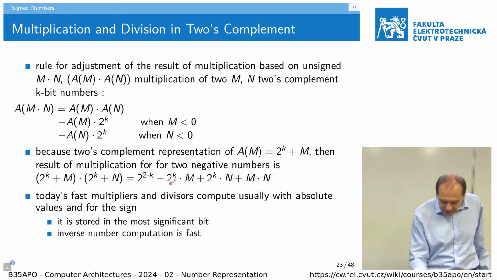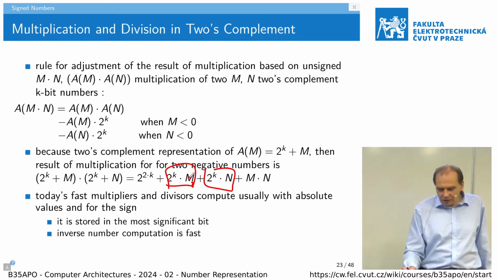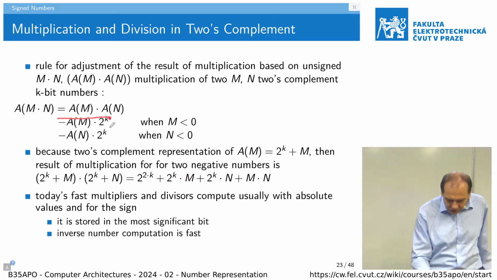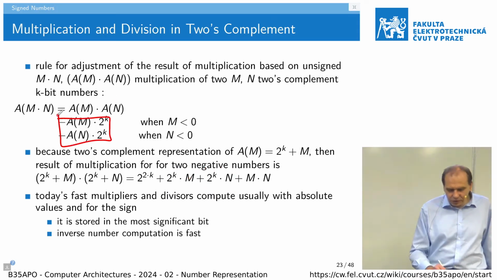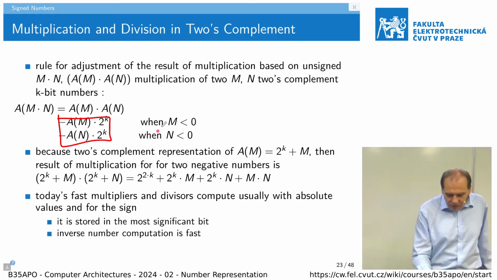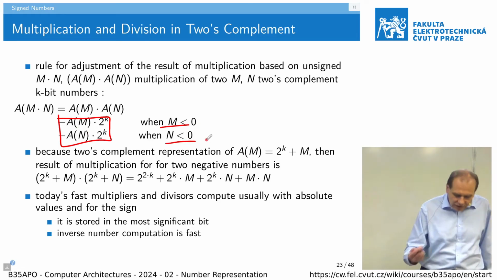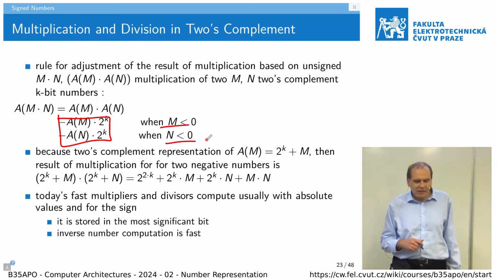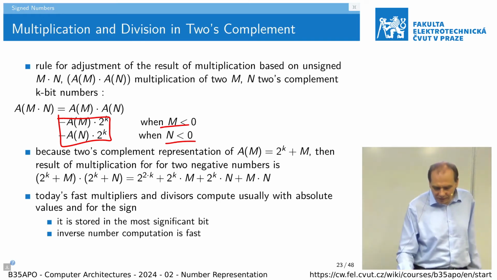And then we have there m multiplied by module and n multiplied by module. So if we do that final correction, that we subtract those inputs multiplied by module when another input is negative, then we can use exactly the same hardware.